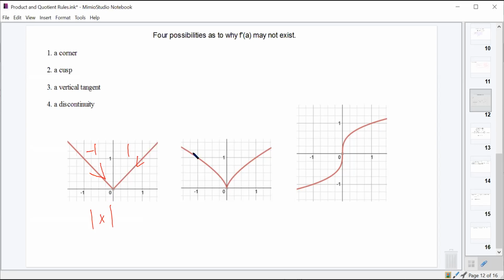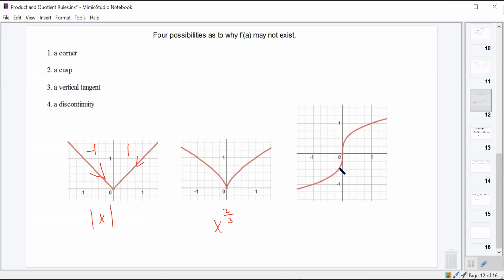All right. These are cusps. Anytime you curve into a point, it's called a cusp. So what we've got here is a cusp. This is another place where the derivative does not exist. This is something like x to the 2/3 power will look like this.